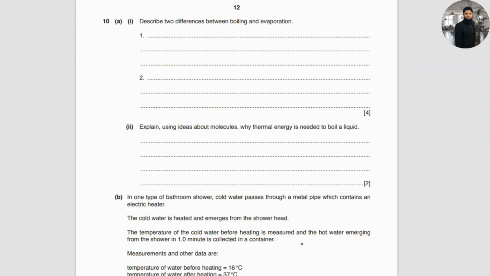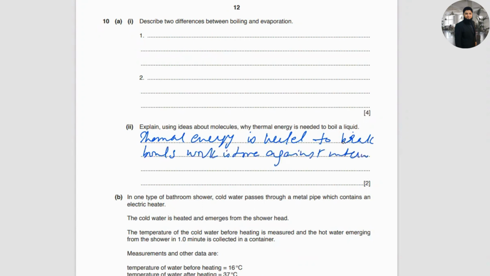So you can write it in simple words: thermal energy is needed to break bonds, work is done against intermolecular bonding, hence potential energy increased. Complete answer.